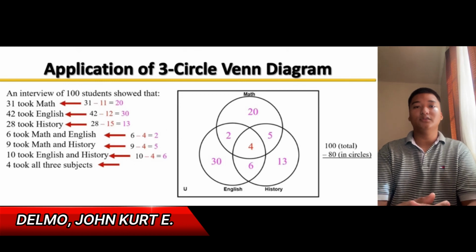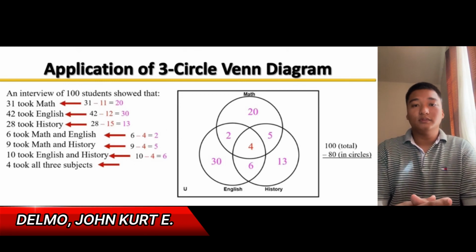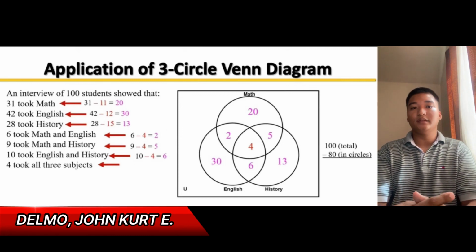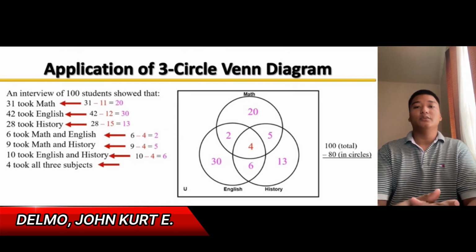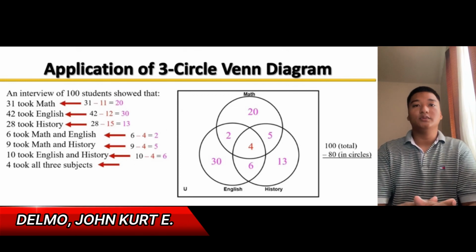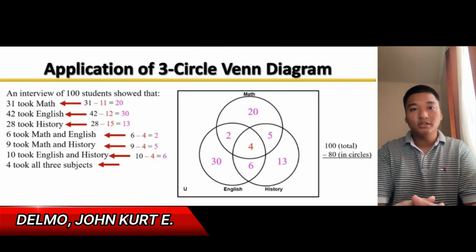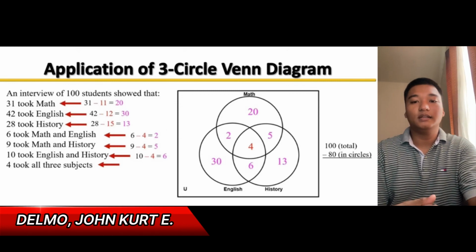We're going to do the same for English. There were 42 students who took English. We already have numbers in that region: 2, 4, and 6, which equals 12. So we subtract 12 from 42, and that gives us 30. So 30 students took English only. So we're done with English.